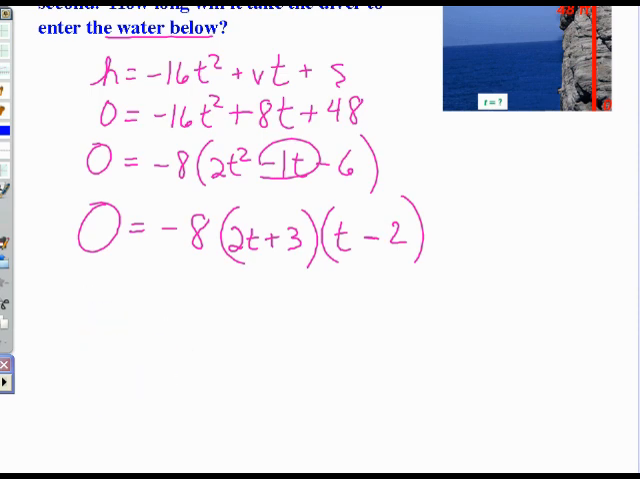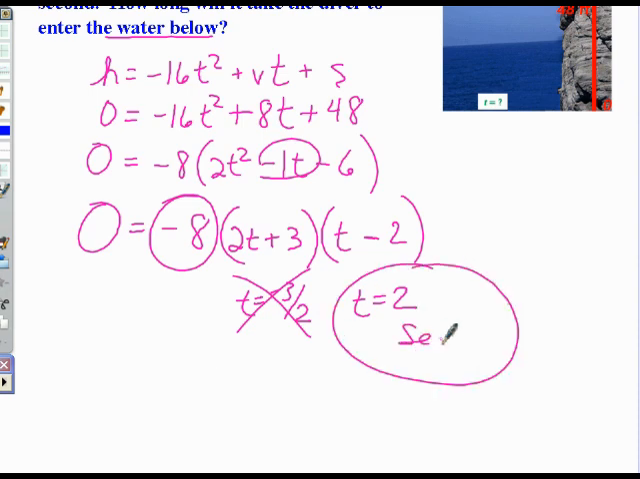So now I want to find the roots because we're looking for solutions. Using zero products property, there's no root in the factor -8. It is a factor, but there's no root there because there's no t there. In this, we do have a t, so you set this equal to 0, and t could be -3/2. This one has a t, so there's a root there. Set that equal to 0, t could be 2. We're solving for time. You can't have a negative time, so the only answer that makes sense is 2 seconds. It takes you 2 seconds to hit the water.